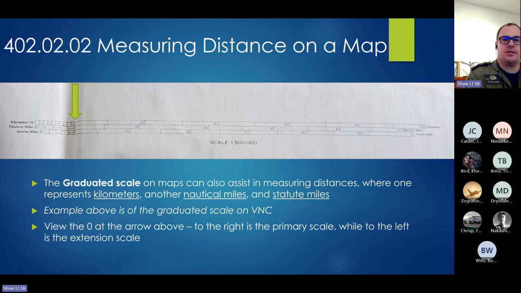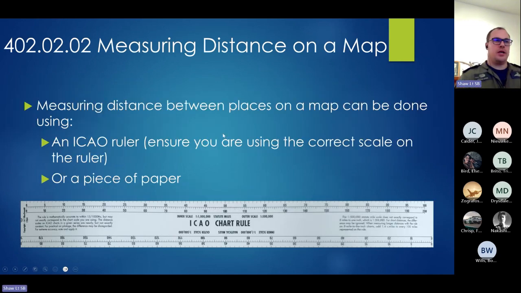Example above is the graduated scale on the VNC. View the 0 at the arrow above. The right is the primary scale, while to the left is the extension scale. We have a ruler that does that for us. So it's just an ICAO ruler.